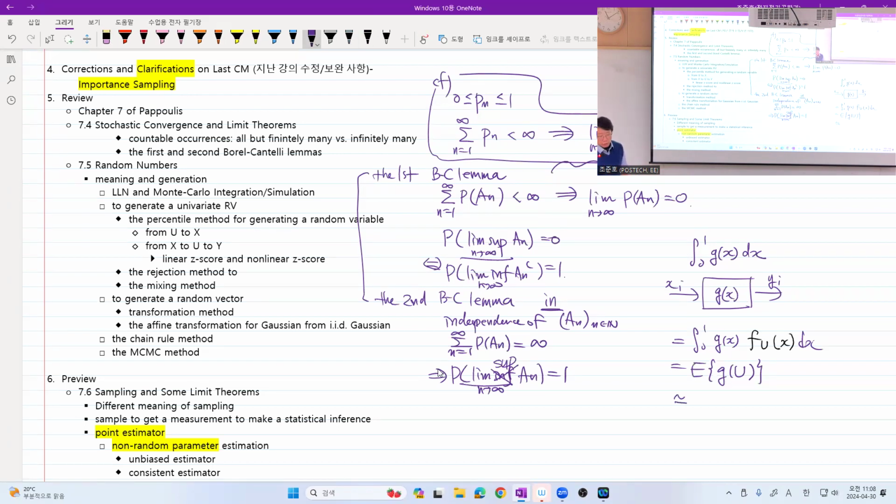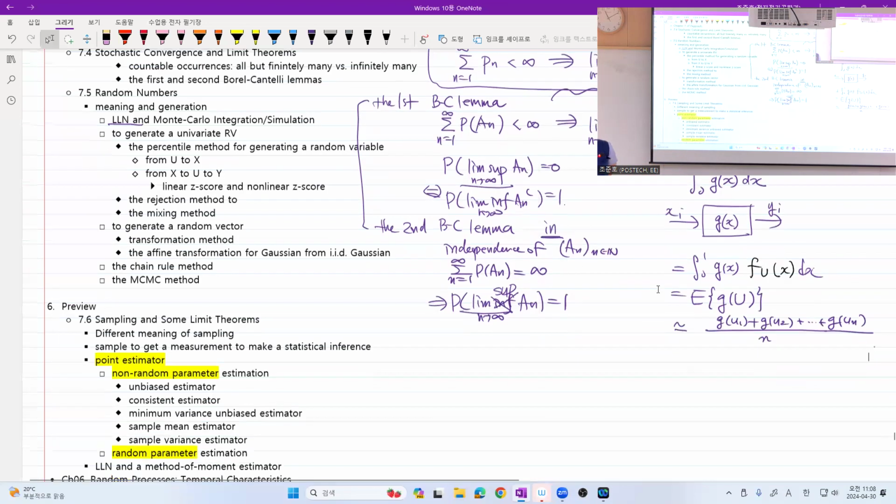We can rely on the law of large numbers. So this can be well approximated by what? g of u1 plus g of u2, up to g of un. Got it? So the basic idea of Monte Carlo integration is that you use random numbers. And this can be applied in many cases, as I will cover soon.